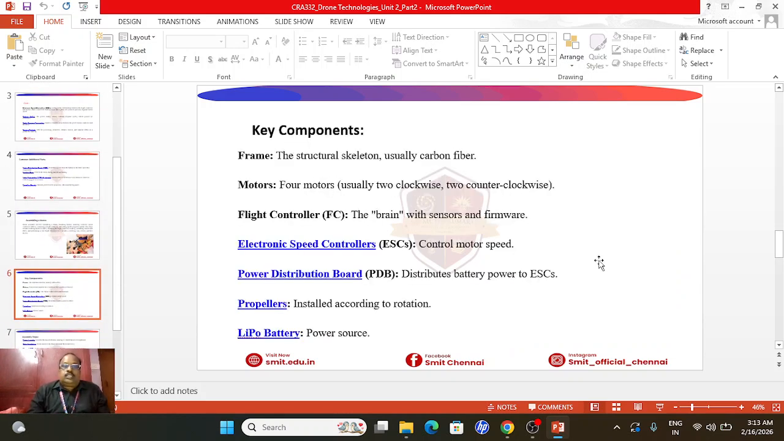Key components: the frame, the structural skeleton, usually carbon fiber. Motors, four motors, usually two clockwise and two counterclockwise. Flight controller, the brain with the sensor and firmware. Electronic speed controllers control speed, and the PDB, power distribution board, distributes the battery power to the electronic speed control system. Propellers are installed according to the rotation, and LiPo batteries are the power source.